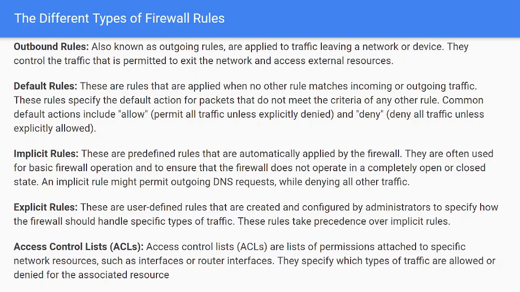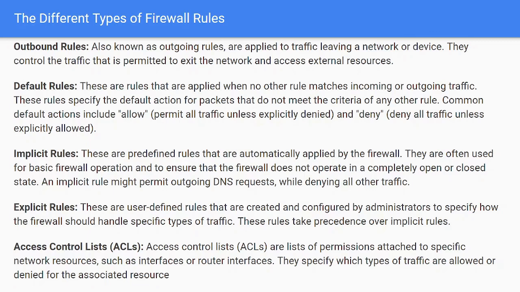Then the next one is implicit rule. These are predefined rules that are automatically applied by the firewall. They're often used for basic firewall operations to ensure that the firewall does not operate in a completely open or closed state. So implicit rules are predefined rules that are applied automatically to the firewall. The next one is explicit rules. These are user defined rules that are created and configured by the administrator to specify how the firewall should handle specific types of traffic.